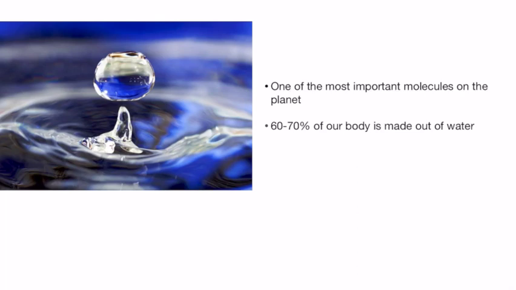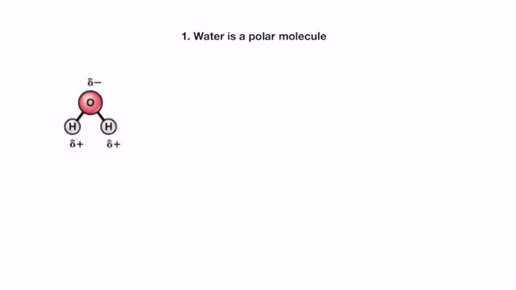In this video, we are going to be talking about water, its different properties, and how it is so crucial for life on this planet. One of the most important molecules on this planet is water. Without it, life would cease to exist. 60 to 70% of our body is made out of water. Our cells are mostly made out of water as well.